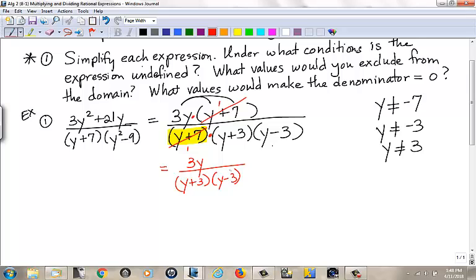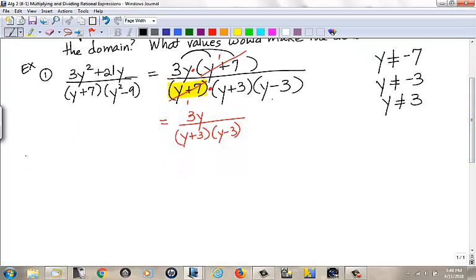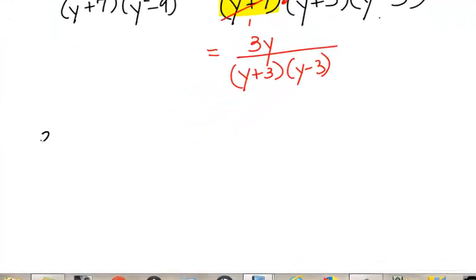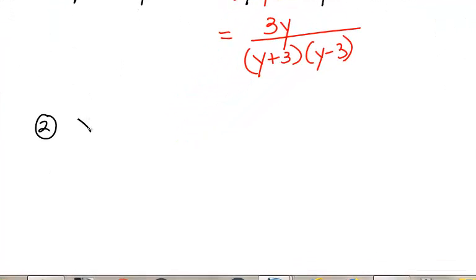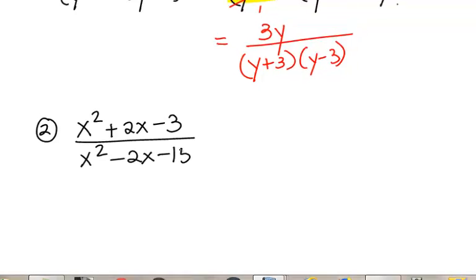Now, I would leave it in factored form. I would not multiply that bottom out. Okay, everybody okay on number 1? That's your answer. Okay, then on number 2, let's say I give you x squared plus 2x minus 3 in the numerator. In the denominator, it's x squared minus 2x minus 15.